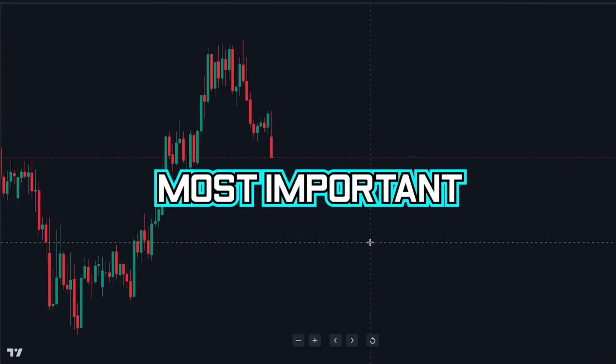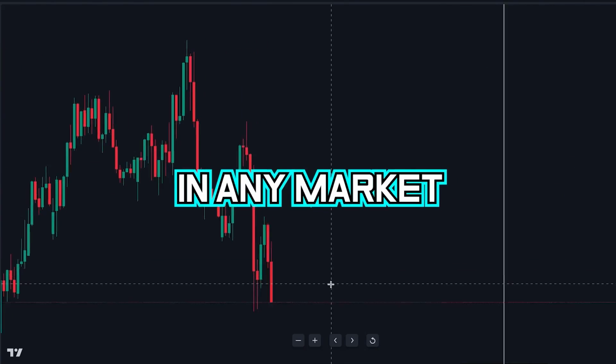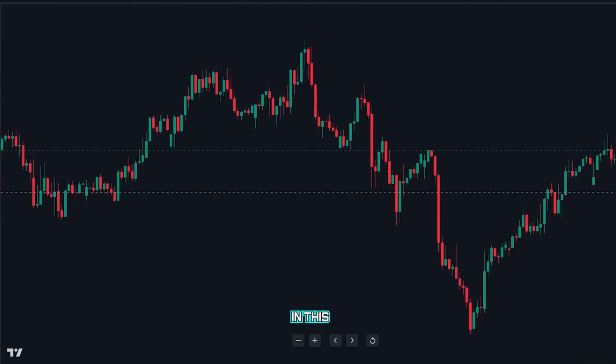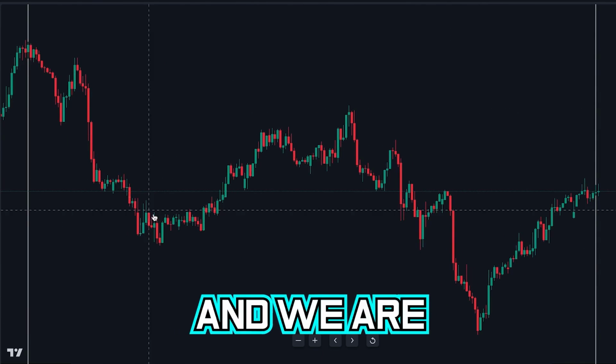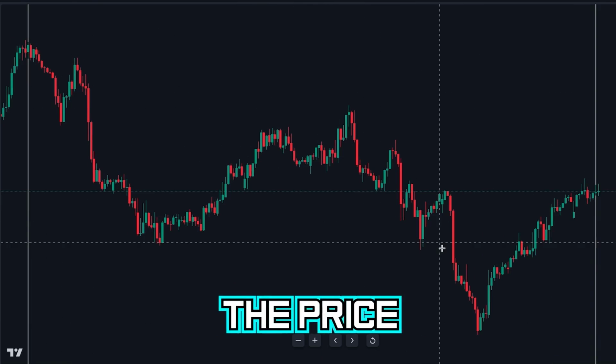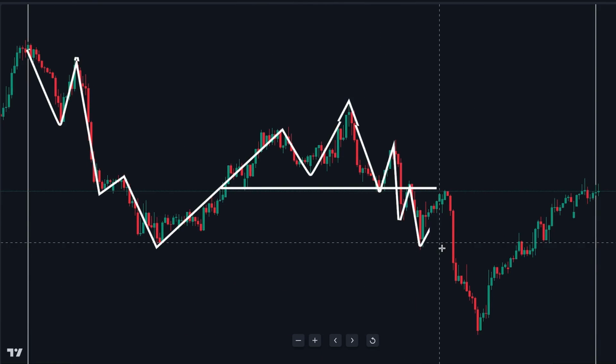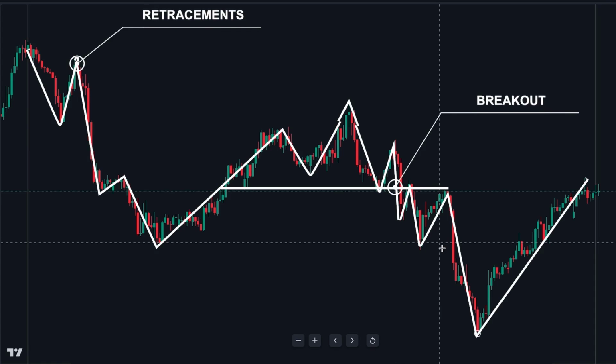One of the most important aspects of entering into a position in any market is to determine the market structure. As you can see here in this example, the market looks messy and we are unable to determine the price action structure. But if we go ahead and draw market structure on the chart, it becomes very clear in what direction price is trending, and we can see exactly where our retracements, breakouts, and reversal points are.